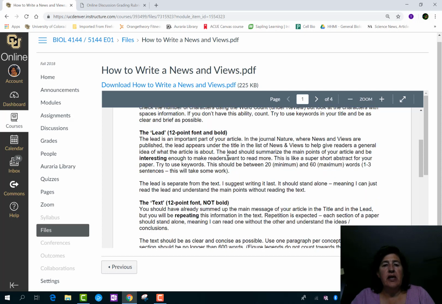You're going to have a lead, again 12-point font and bold. This lead is basically kind of like an abstract, but it's pretty short. 20 to 60 words, one to three sentences. Write this and write your title last. This is summarizing the main points of the article that you're writing. It has to be interesting to make me want to read it.